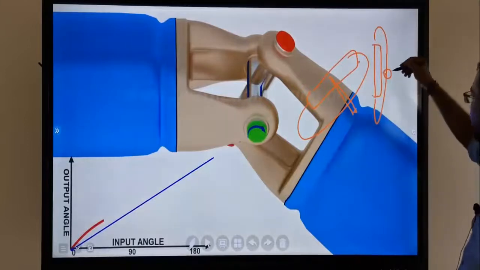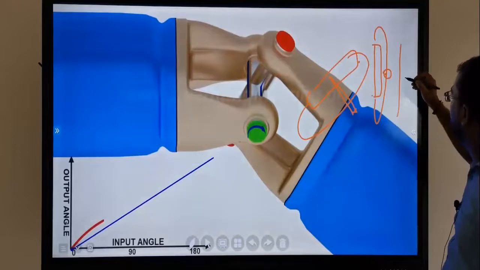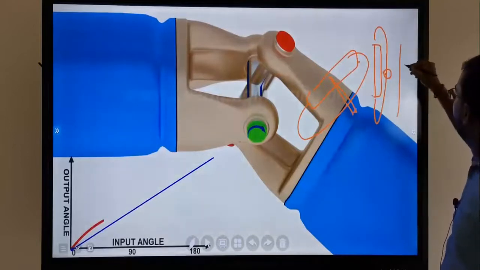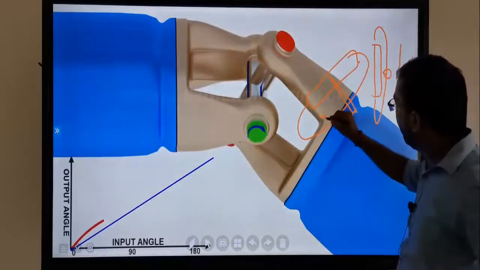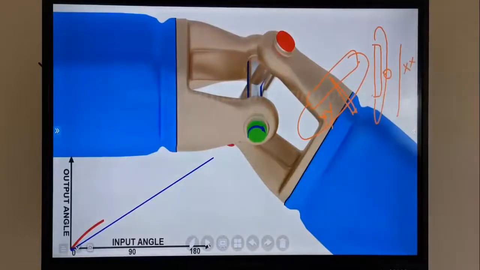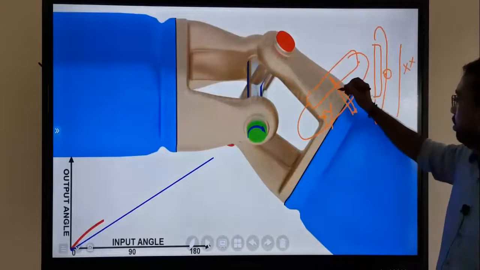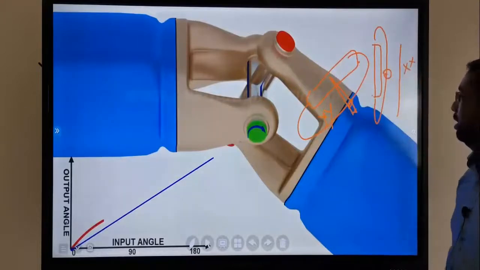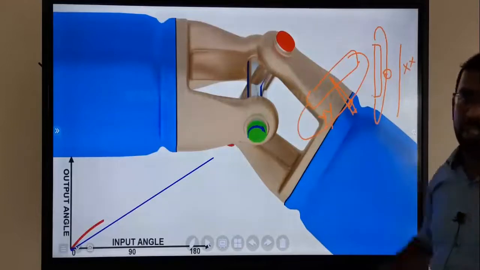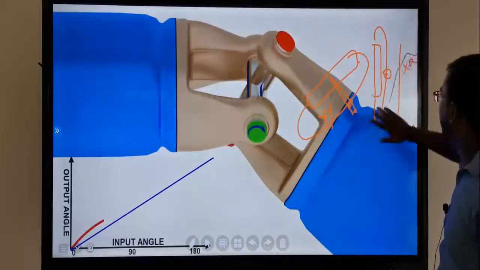You just think this is rotated as an X plane. This is rotated through the X plane. This is rotated through the Y plane, but when it comes to this 90 degrees, it meets the X plane. At every 90 degrees it meets the X plane.